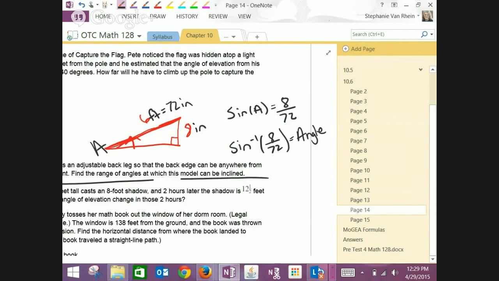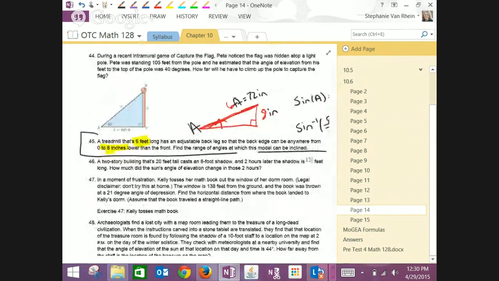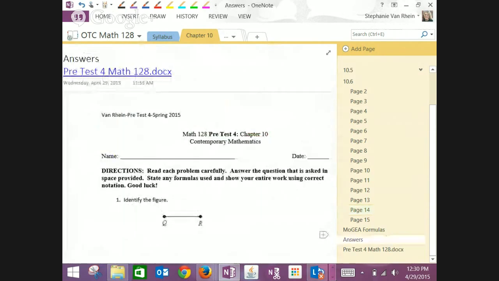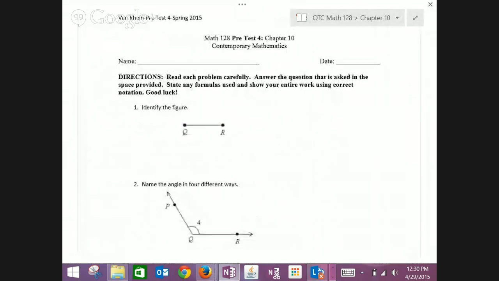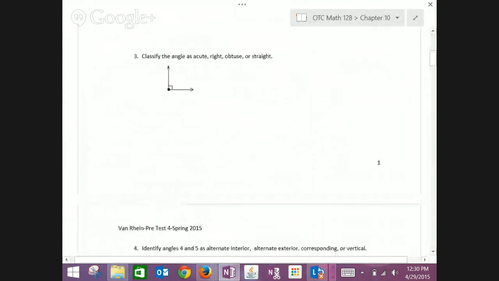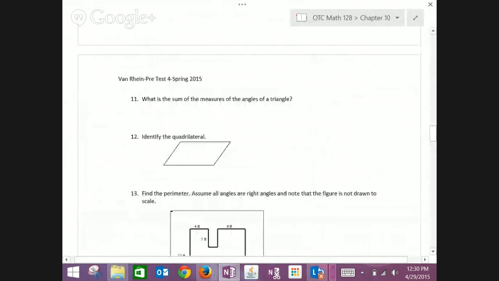Any other questions? I have a question on the pretest. Okay, so let's look at the pretest. What's your question? What number? Number 10.